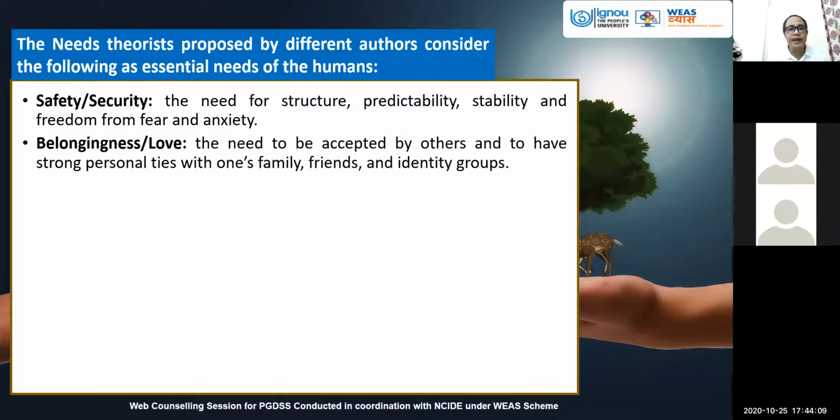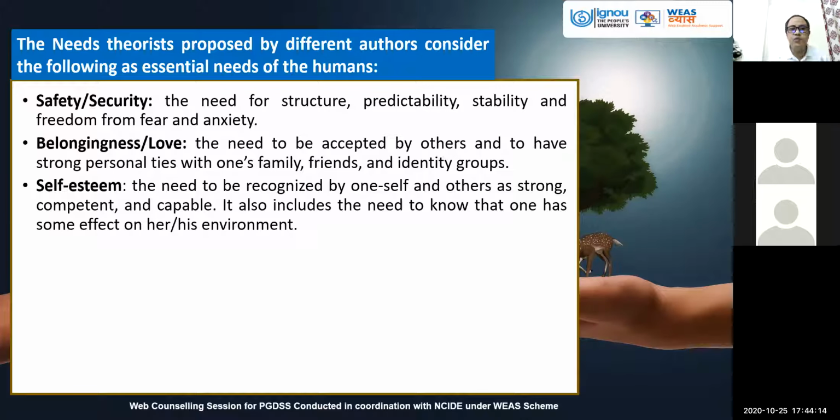Then belongingness and love, which we have explained. Self-esteem is the need to be recognized by oneself and others as strong, competent, and capable. It also includes the need to know that one has some effect on how his environment or his community is. As we talk sometimes, the environment influences the characteristics of a human, and the characteristics of the human also influence the environment. In that way, self-esteem is also important.